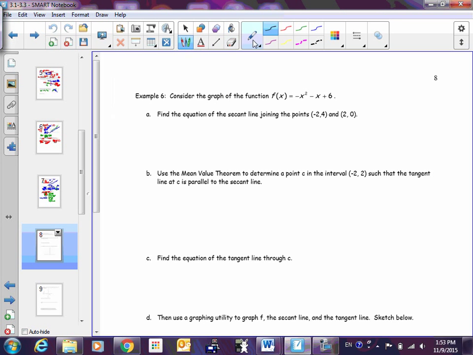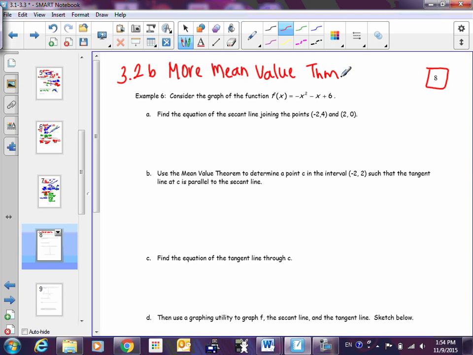Okay, so on your packet, go ahead and turn to page 8 if you have not yet. This should be the first blank page. So what we're going to do is kind of like some more mean value theorem. And this problem specifically is really good review for the quiz tomorrow.